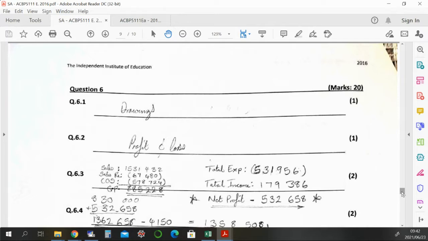What amount do we have for sales? We have that 1,500,000 and something thousand. But can you see we also have sales returns for 67,000. So the amount that now is going to go on question 6.6 is going to be that 1,500,000 and something minus the 67,000. Okay?